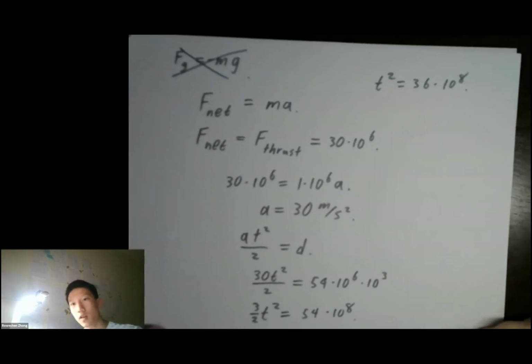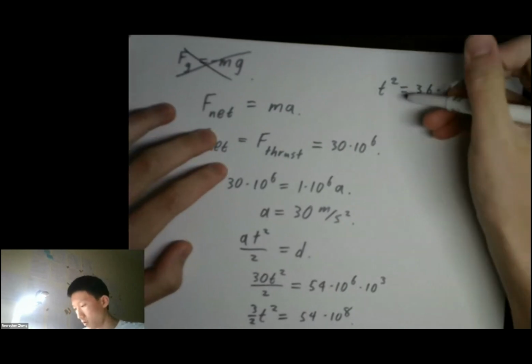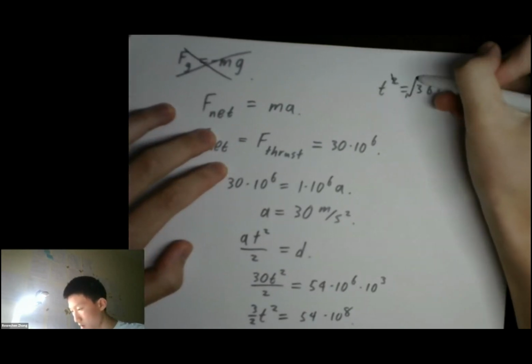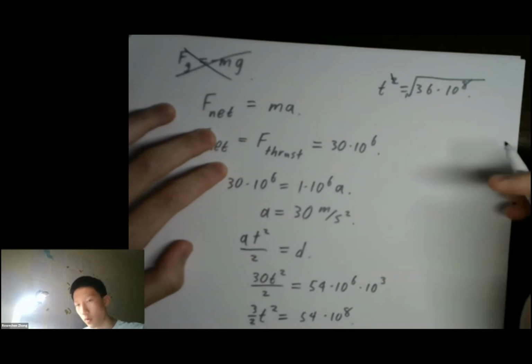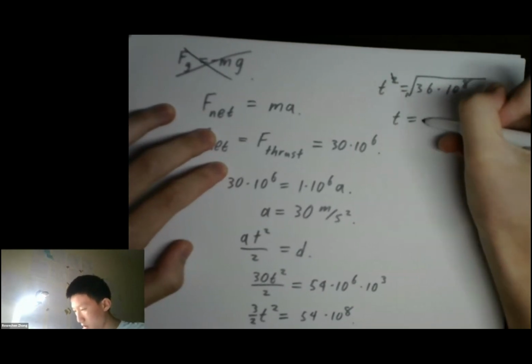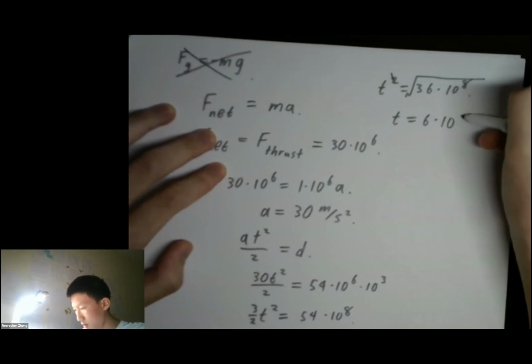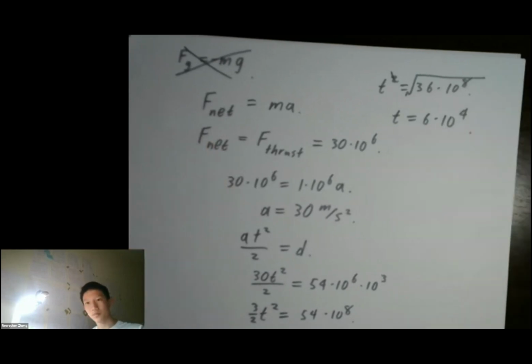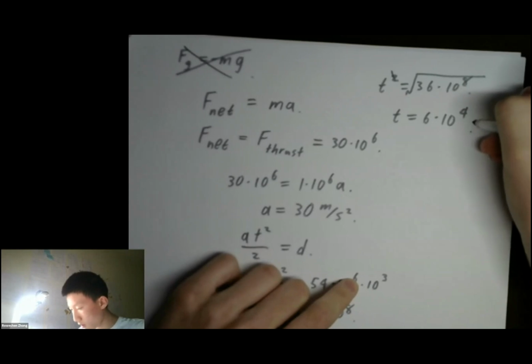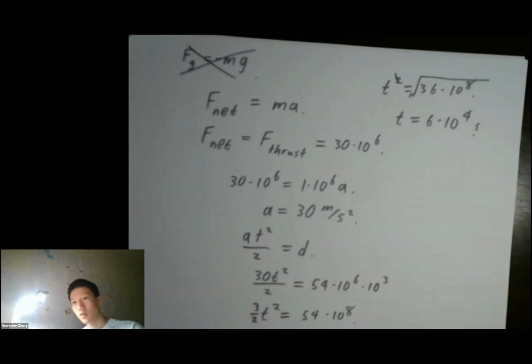Now you don't even need a calculator. It's pretty simple to solve. Take the square root of both sides. What we have is that time is equal to 6 times 10 to the 4. 6 times 10 to the 4 what? Seconds. How many seconds are in an hour? Anybody know how many seconds are in an hour?